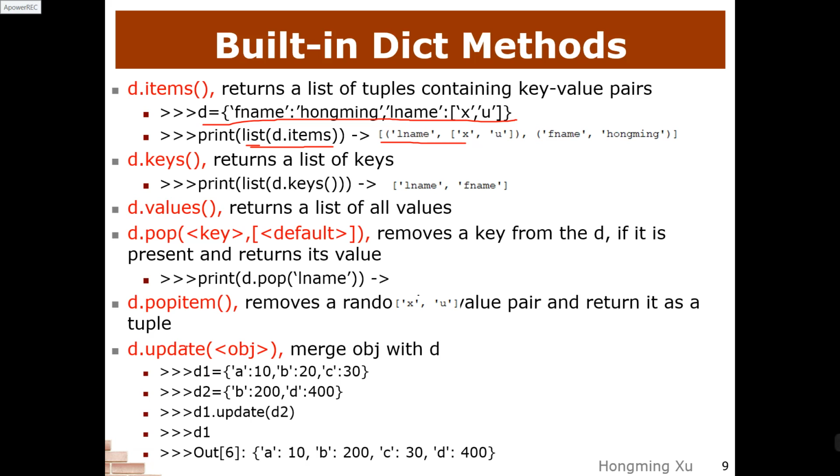Also, we can use the update function to merge objects with the dictionary. Here, let's see this example. If we define dictionaries d1 and d2, and we want to update d1 based on d2, we can get something like this. You can try these functions by yourself to make yourself familiar with how to use them.